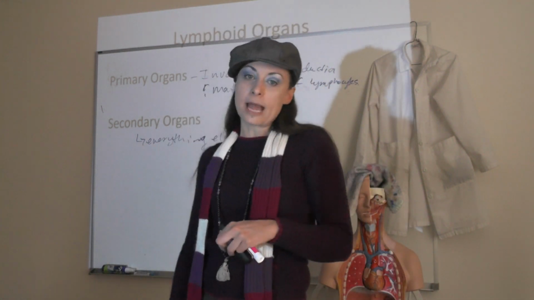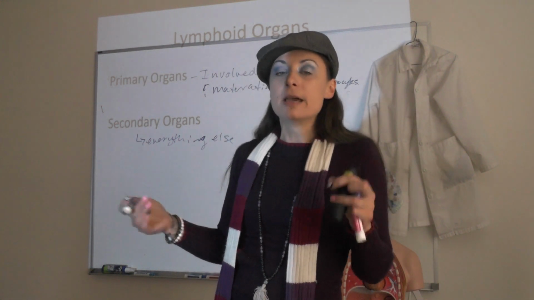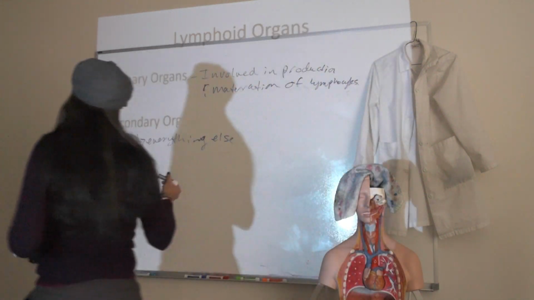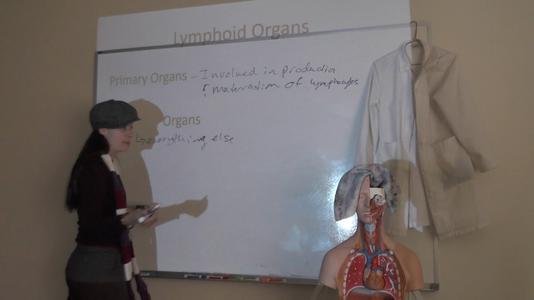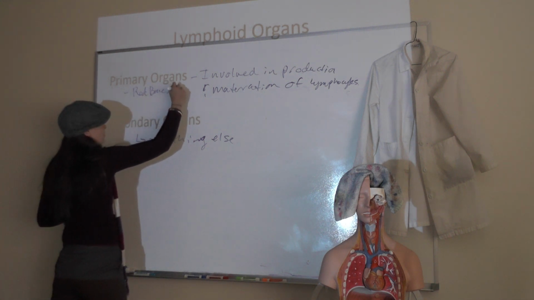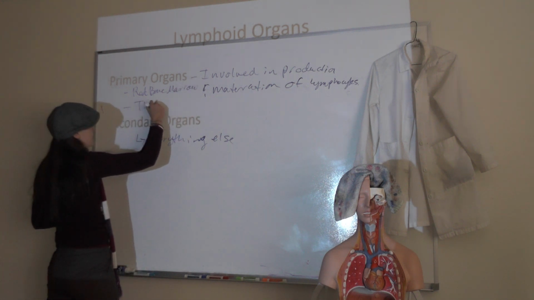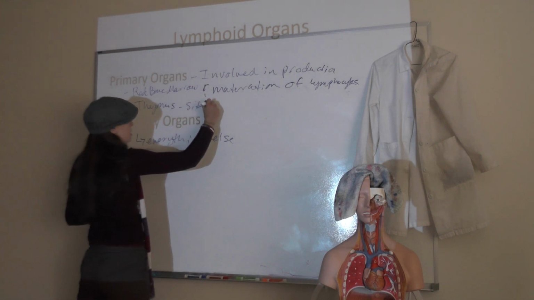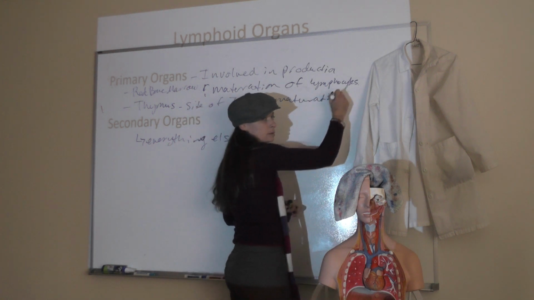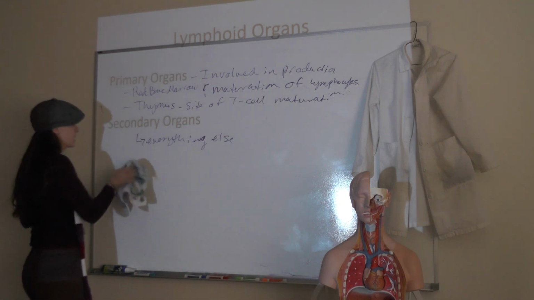And our T cells actually have to be trained to reach maturity. To become immunocompetent, they've got to go off to the thymus for what's called positive and negative selection. So the thymus is also a primary organ. So our red bone marrow, which is going to produce both our T cells and our B cells, and then our thymus, which is the site of T cell maturation. Okay, so primary organs, red bone marrow and thymus, secondary organs, everything else.